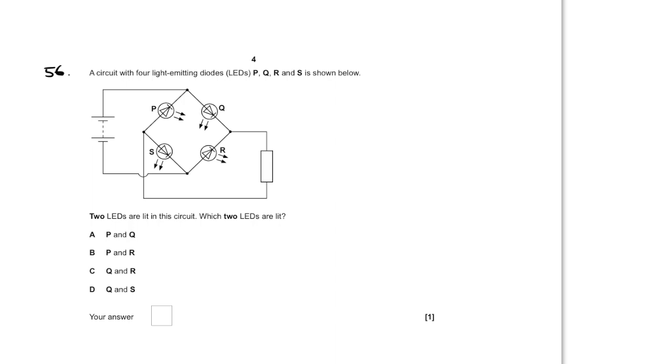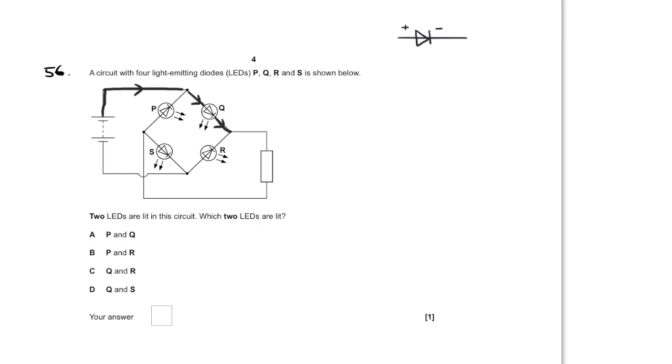Alright, so for question number 56, we are given a circuit with 4 light emitting diodes, P, Q, R, and S. 2 LEDs are lit in the circuit. Which ones are these? So, if we think about LEDs, we need to know the correct way in which they should be put together in a circuit for them to work. And that is that, say you have one LED, okay, this is the positive side and this is the negative side. Okay, so that means if the current is flowing through like so, let's talk about Q first. The current will go right in and work normally.